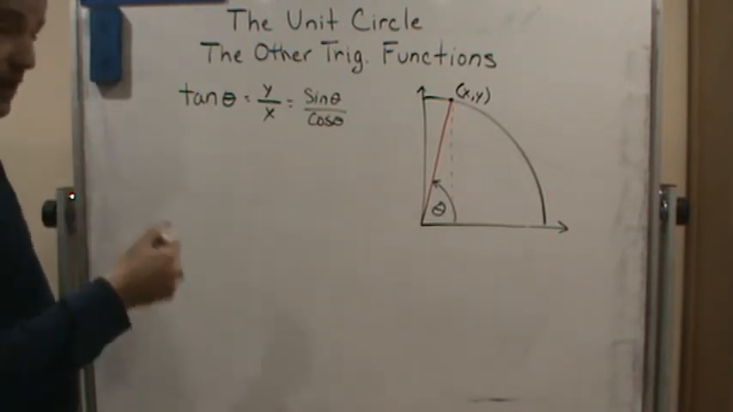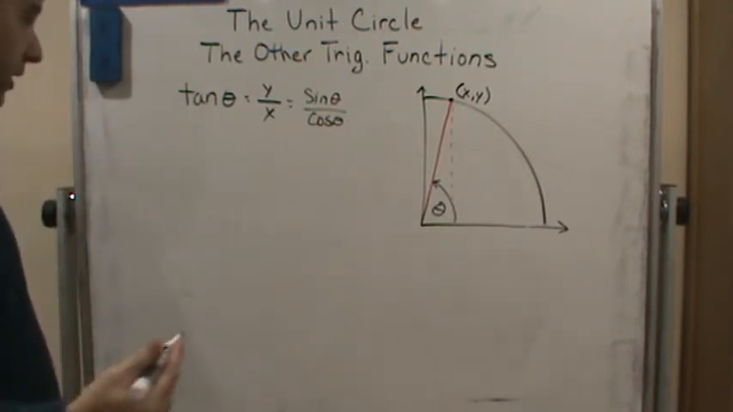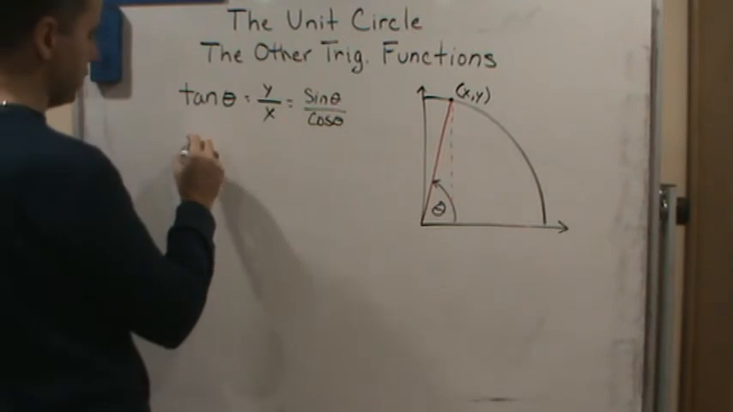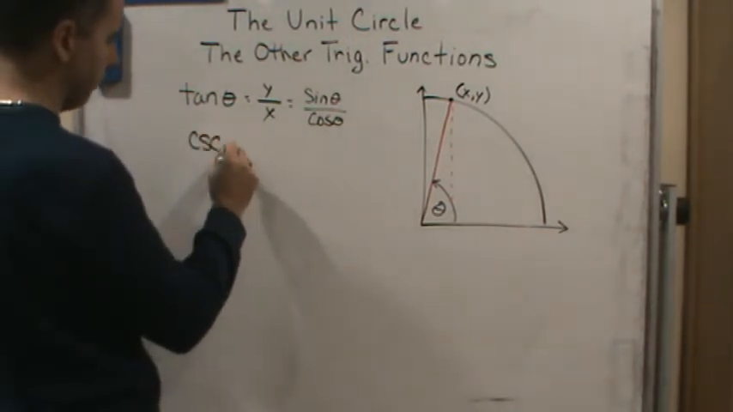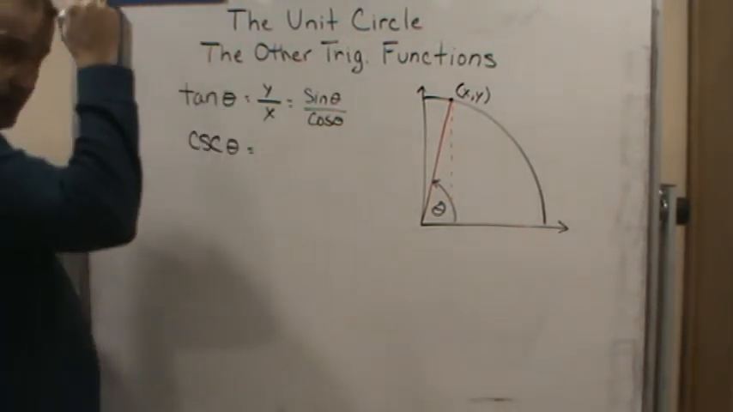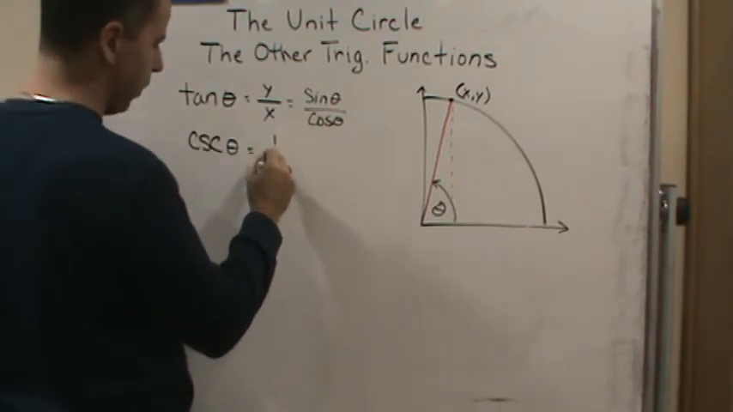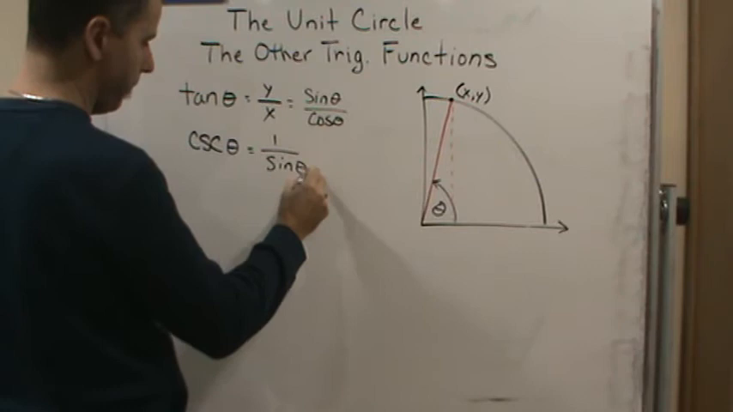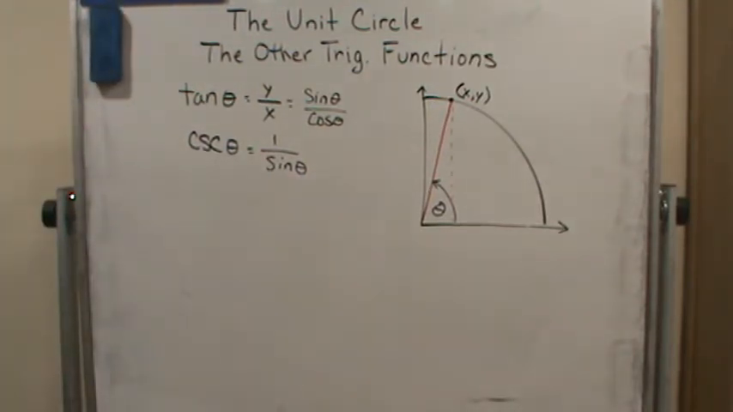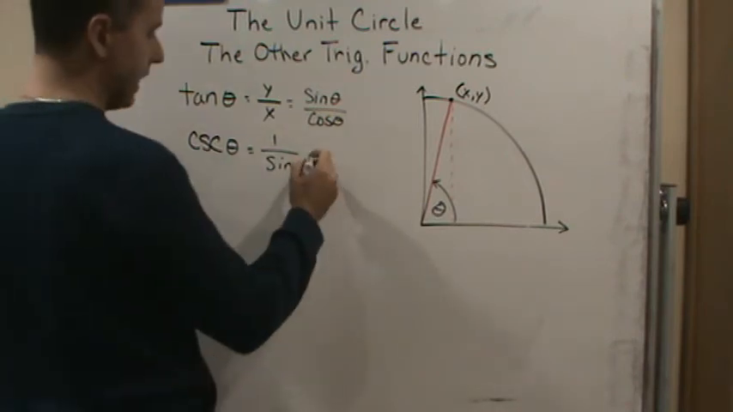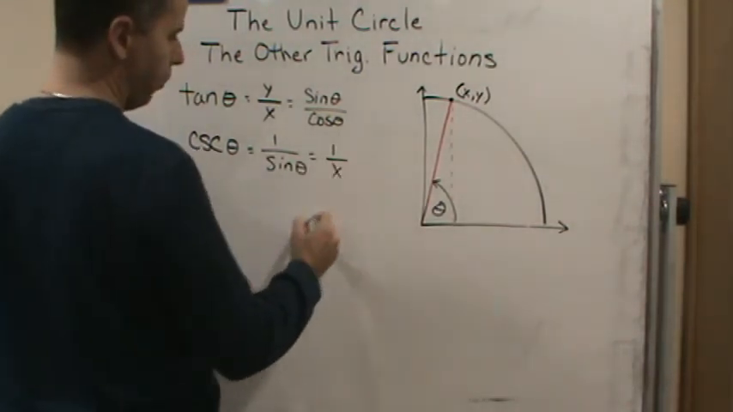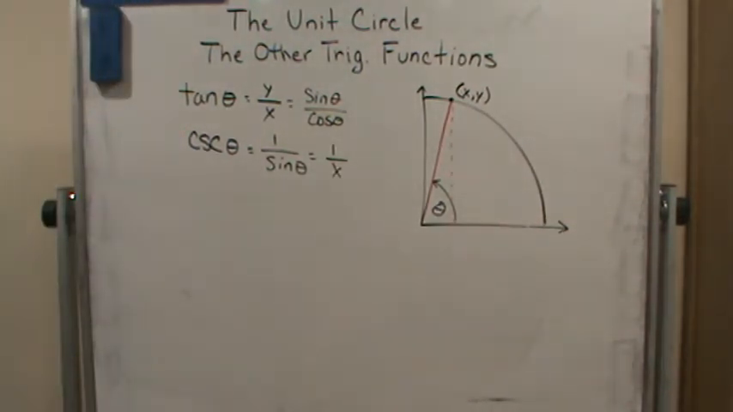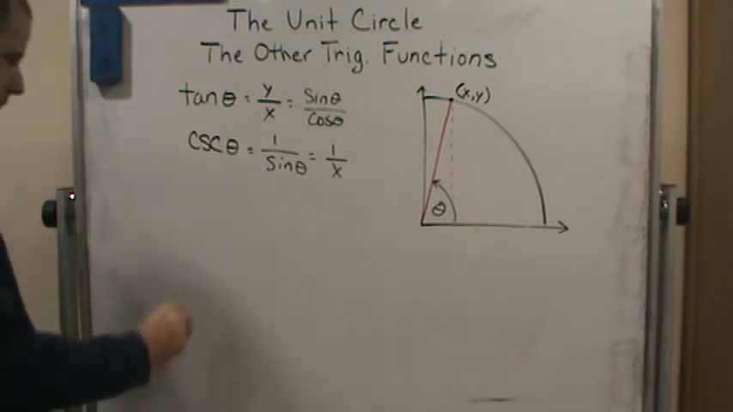Okay? And then similarly, we can define the other reciprocal functions. So now that we know sine, cosine, and tangent, guess what? Now we can do cosecant. Cosecant is the reciprocal of sine. It's 1 over sine theta. And sine theta is y, so that's how we get 1 over y. And you've seen this before, right?